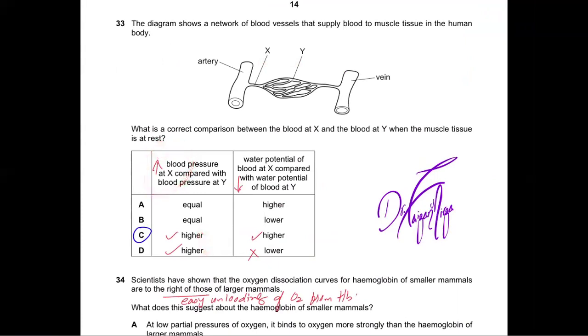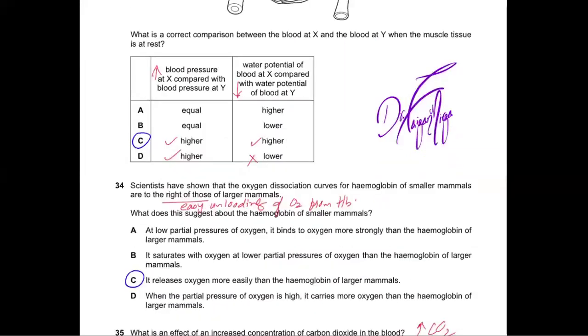At Y, we know that the water potential of blood compared to the water pressure, the blood should be low. So it should be high because this is still not the venule end. So that's why if it was given by here, in that case, it would be lower. But in this region, it would still be high. So that's why the answer stays C.